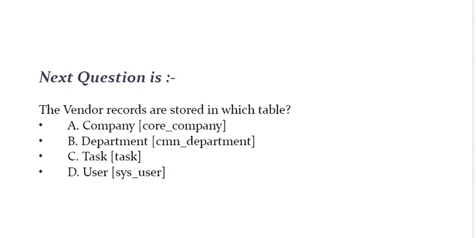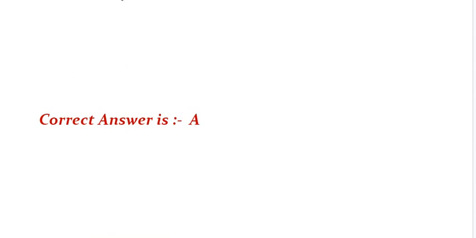Next question is, the vendor records are stored in which table? Option A, company, core_company. Option B, department, cmn_department. Option C, task, within bracket task. Option D, user, sys_user. Correct answer is option A.